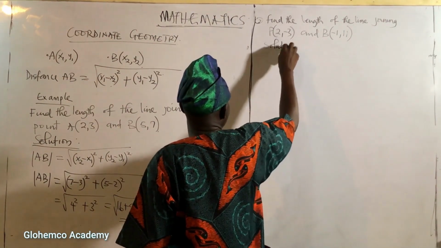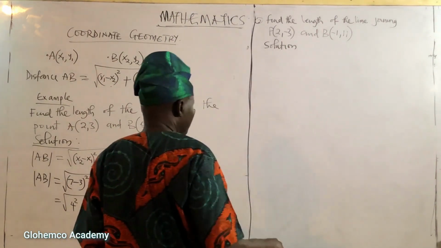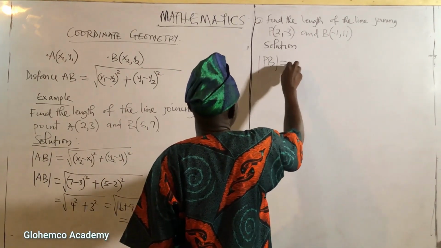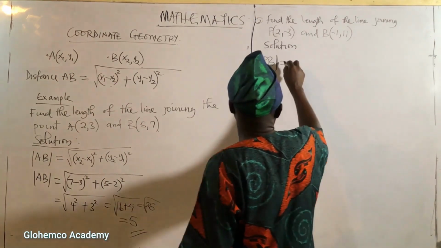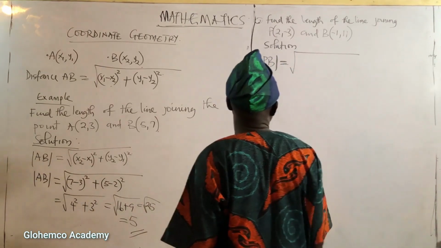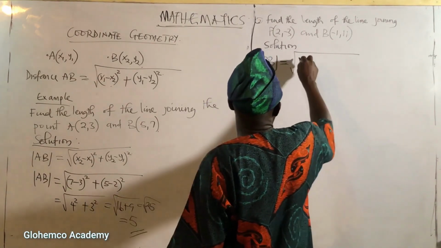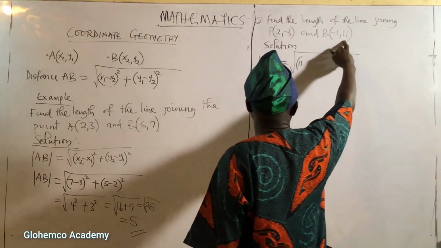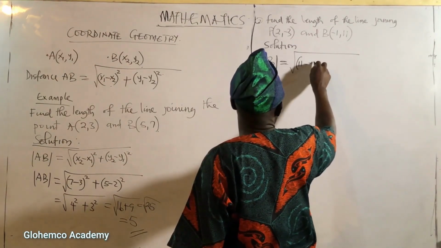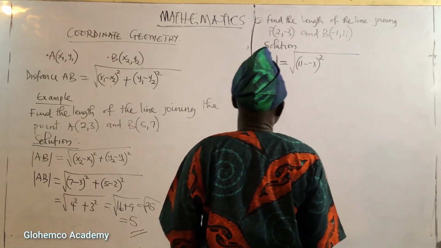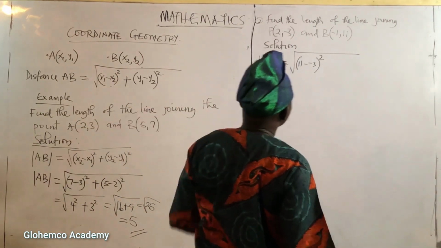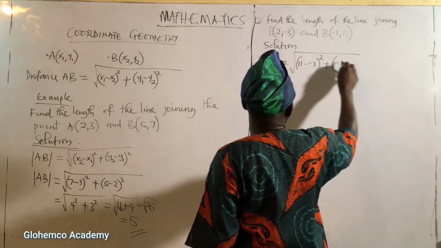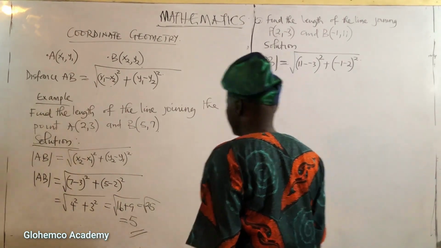So in this regard, let the length PQ equal the square root of (11 minus (-3)) all squared, because the value of our y1 is minus 3, plus (-1 minus 2) all squared.